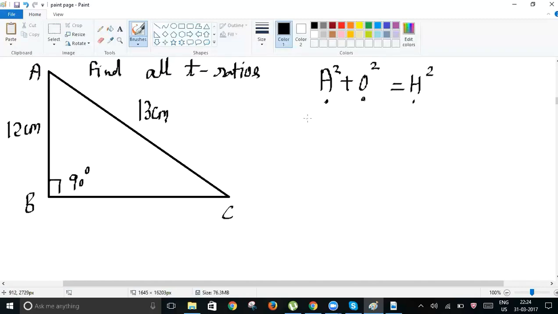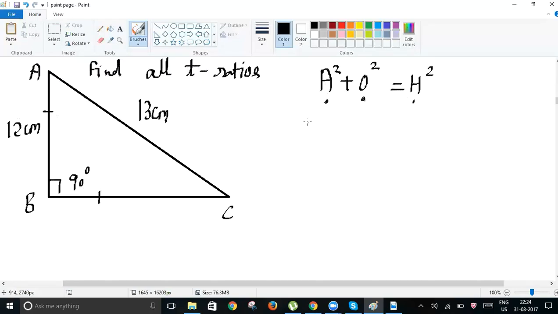It should be 12 squared plus O squared equals 13 squared. What should be the value of the third side? Okay, let me calculate it for you. Out of these two sides, we can take any side as opposite or any as hypotenuse.